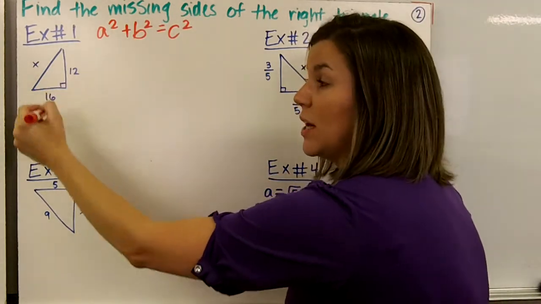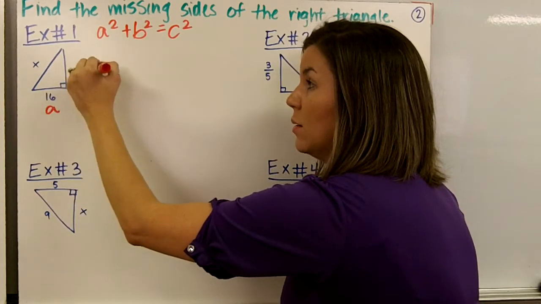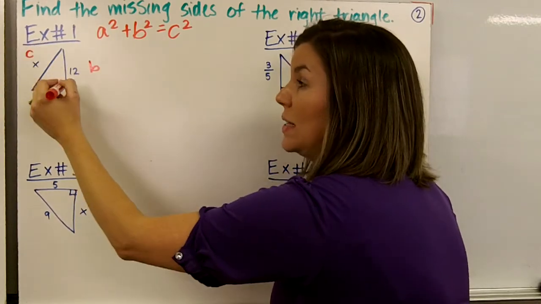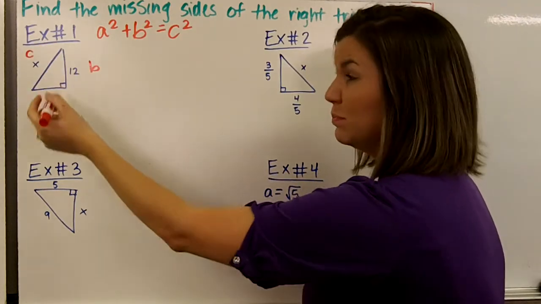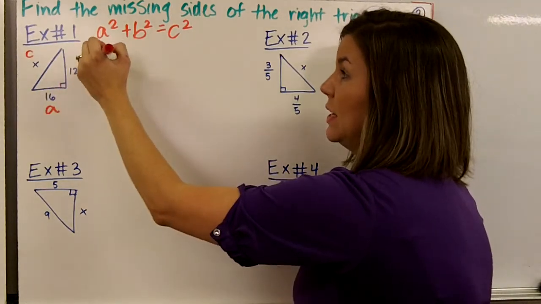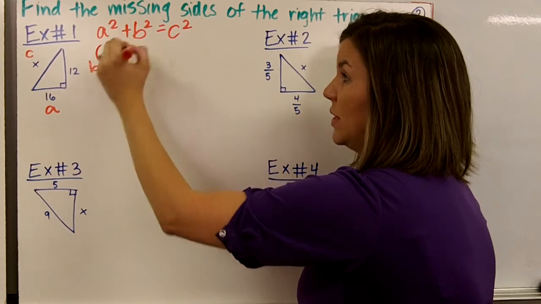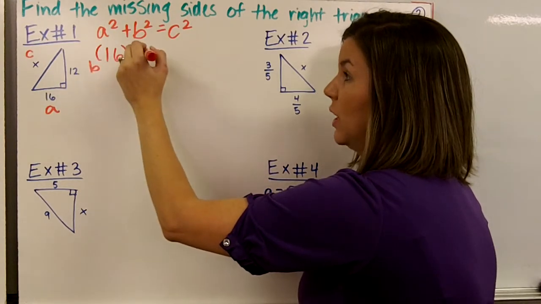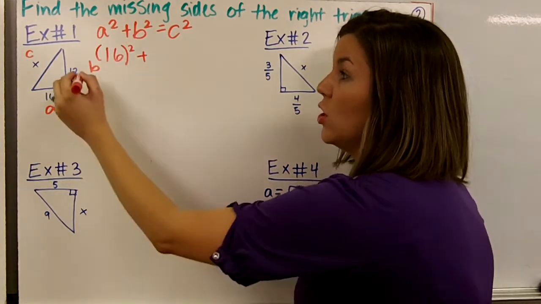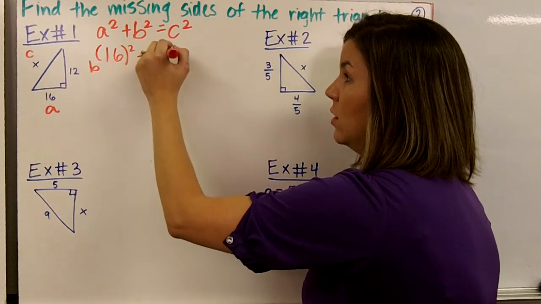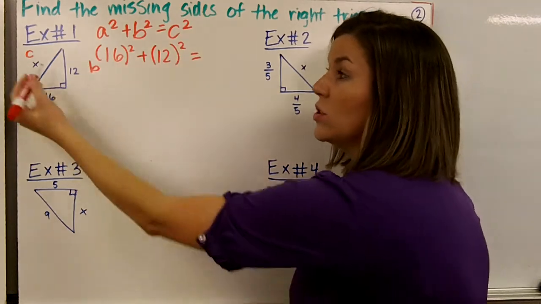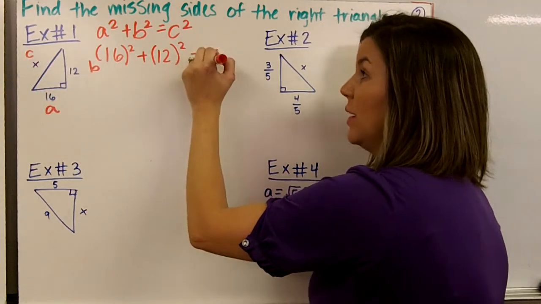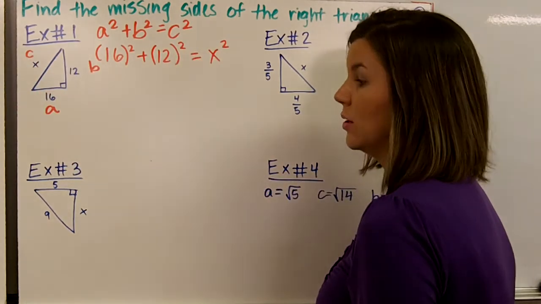It doesn't matter which side you call A and which one you call B, but C is always opposite of the right angle, and it is always the hypotenuse. So we're going to substitute 16 squared, because A is 16, plus 12 squared, because B is squared, equals, now we're calling C x, so x squared.